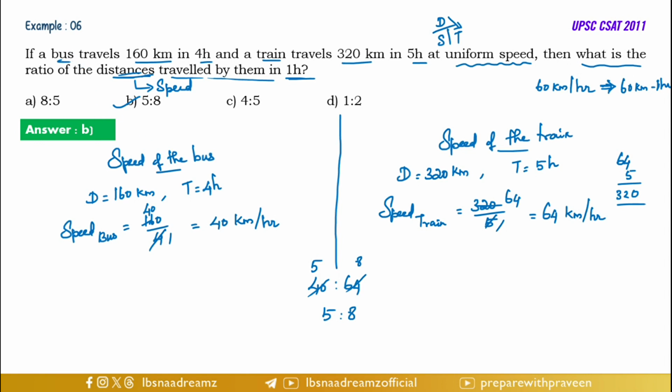So remember one thing, they have given the bus first, right? And the train second. So you have to write bus first and train second. If you interchange this, you will get the wrong answer. You will get the answer like 8 is to 5, and you will tick option A as the right answer. But option A is the wrong answer. So always write what is given first and what is given second when solving the answer.